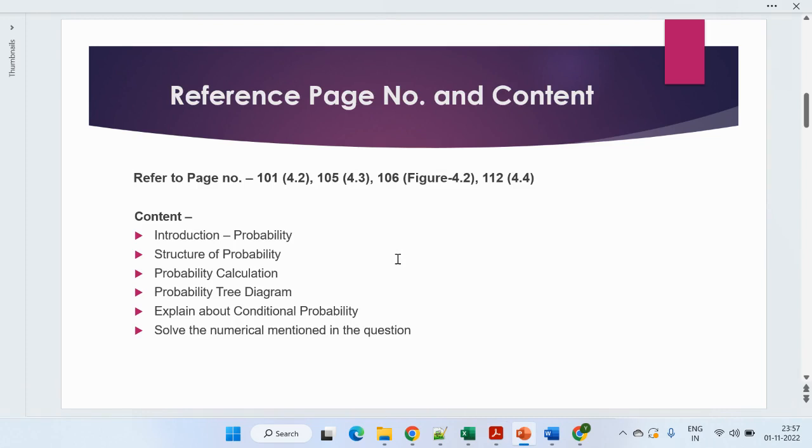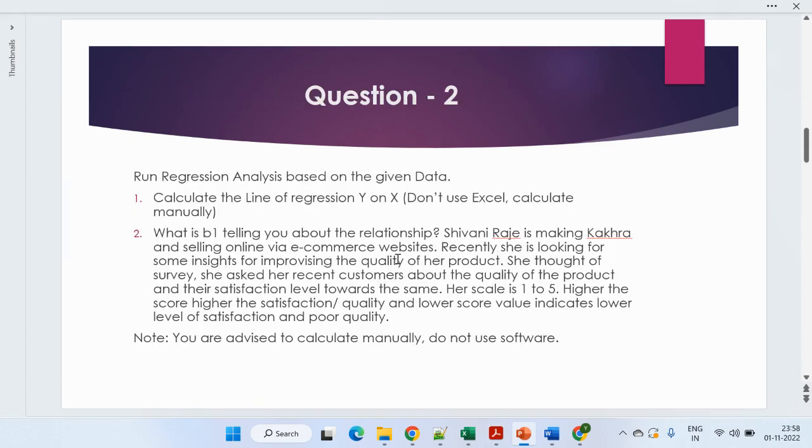Now moving to our second question. The second question is: run regression analysis based on the given data. Calculate the line of regression y on x. Don't use Excel. Calculate it manually. What is B1 telling about the relationship?